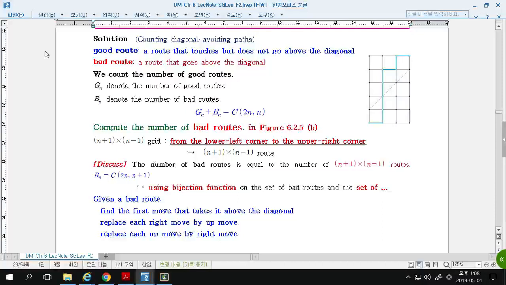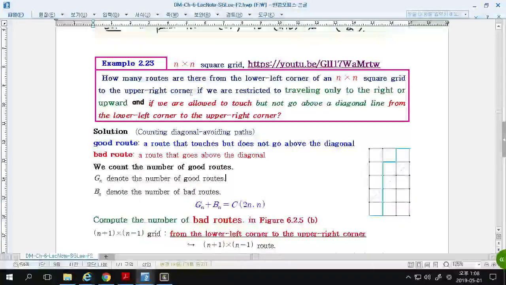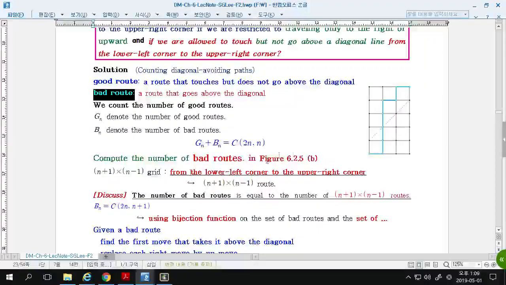So compute the number of bad routes in this figure: an n plus 1 times n minus 1 grid from the lower left corner to the upper right corner. We were asked to find the number of all good routes. Okay, so if we can find the bad routes, then we can find the solution. So think about the bad routes.